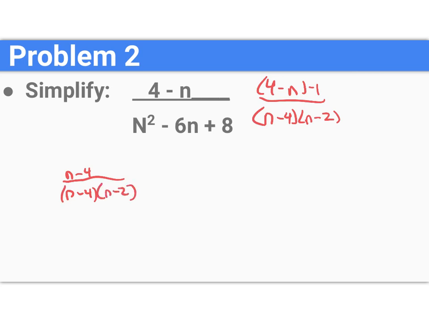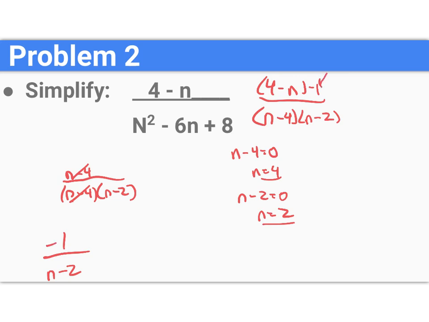Now the second thing we're going to do is look for our excluded values by setting both factors equal to 0. Okay, here are our excluded values, 4 and 2. And now we cancel out what is like, and we're left with 1 over n minus 2. Oh, I'm sorry, I factored out a -1. That's -1 over n minus 2. So don't forget about your signs. They are very important. And I almost did before I left this problem.